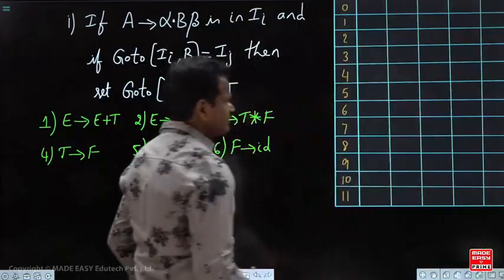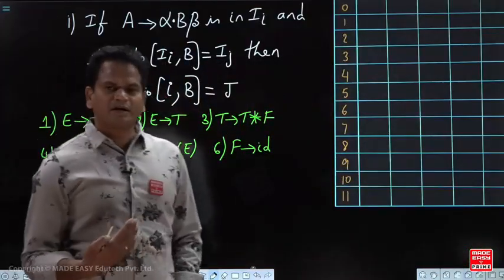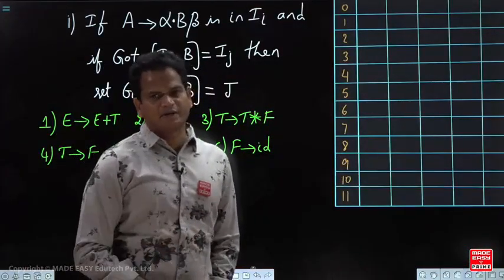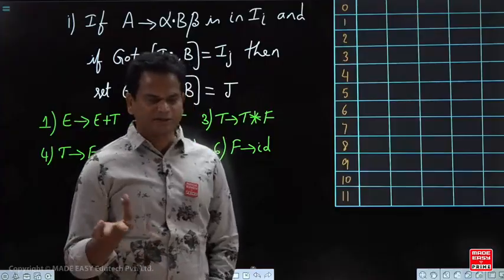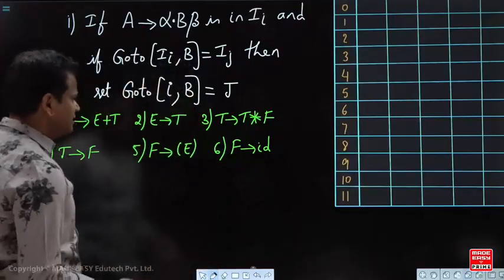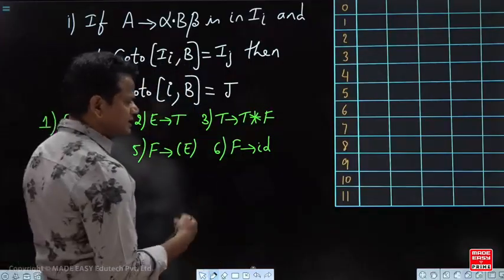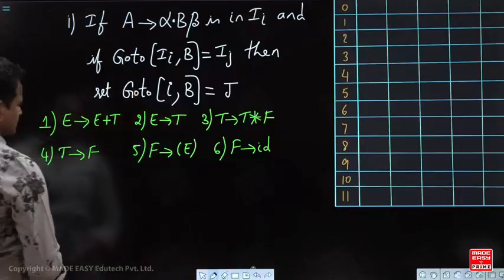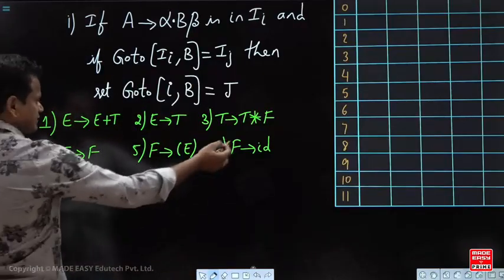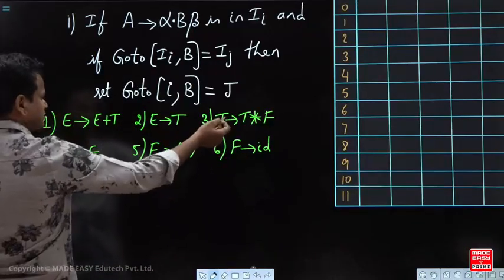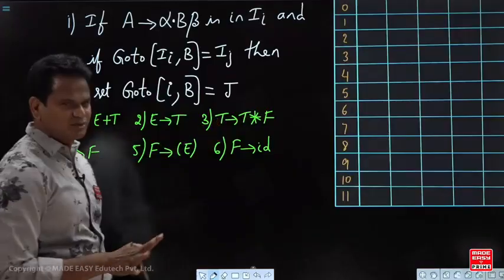So generally you give the number in the given order. Of course, you can change the numbering, that is your wish. But generally everyone follows the same order of the productions as given. What I mean to say is, you could give 1 to this one and 2 to this one, but generally don't do like that.